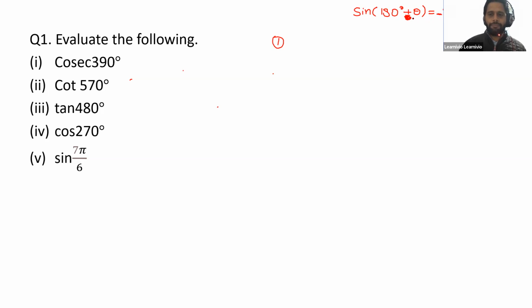This clear? Yes, sir. So please remember that in 180, we will always get a 90 into 2. That means an even number. So sine will remain sine. And this sign, we can check it. This depends on the quadrant. So just remember this thing, that whenever we have a 180 degree, the sine will remain sine, and all the trigonometric ratios will remain the same. There will be no change in the trigonometric ratios.